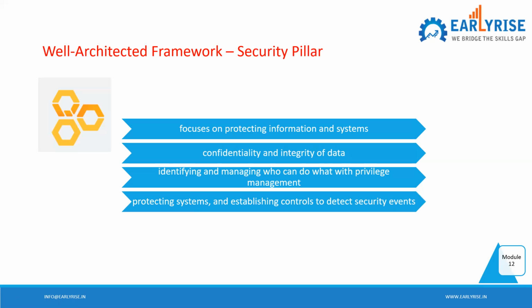Now the security pillar is how we can make it secure, how we can keep our information secure, how we can keep our systems protected, and then establishing controls to detect security events. Now there should be some mechanism. Using that mechanism, you should be able to detect the problem related to security. Say like if I access your instance somehow, then you should get some alert. There should be some log. There should be some call or some kind of message or some mechanism that will alert you.